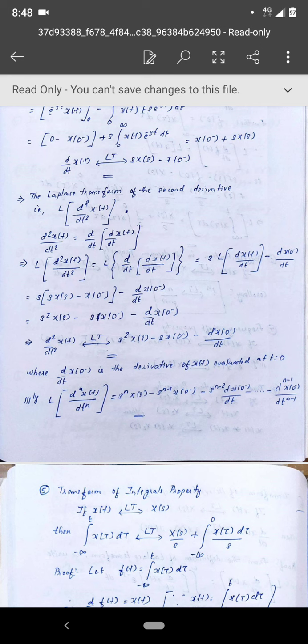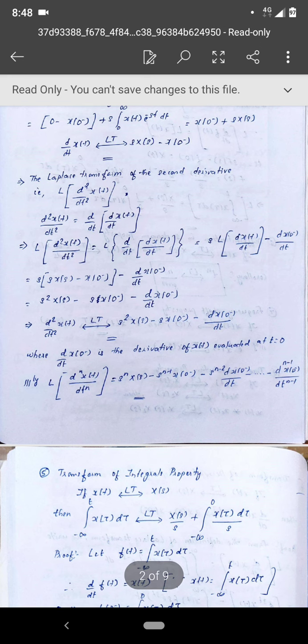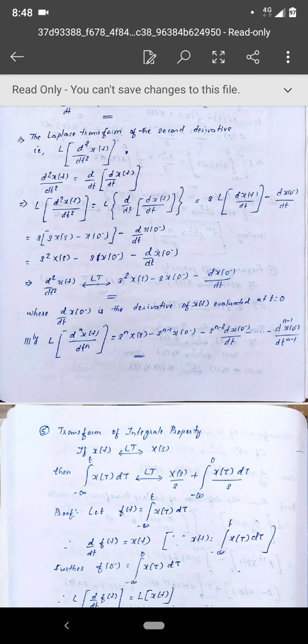Instead of x of t, here we have the signal d by dt of x of t, and then we apply the derivative property. We apply the previous result there and open the bracket. So the Laplace transform of such a signal is s square X of s minus s times x of 0 minus, minus d by dt of x of 0 minus, where d by dt of x of 0 minus is the derivative of x of t evaluated at t equals 0. So what is x of 0 minus? You have x of t, you apply t equals 0, you get x of 0 minus. Then find the first order derivative, and that is d by dt of x of 0 minus.